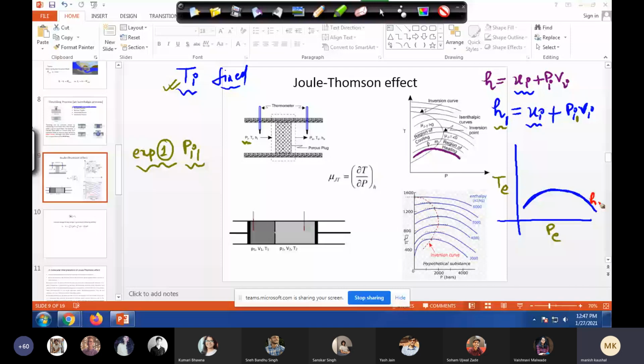Now let's say you want to do it for H2. Experiment 2. Again, Ti is at the same value, and for pressure I am taking Pi2. So what will be my H2? Tell me. H2 will be UI plus Pi2, since UI is the same. So you'll get some curve for H2. So there is no problem.